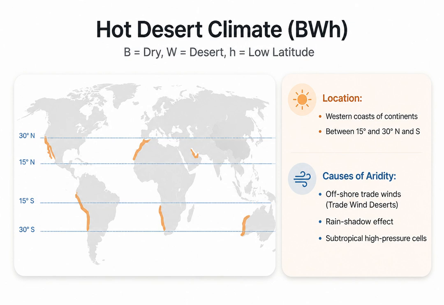It's a combination of three main factors. First, they are dominated by offshore trade winds, which blow moisture away from the land, earning them the nickname trade wind deserts. Second, they often sit in the rain shadow of mountain ranges. And third, they are located under subtropical high-pressure cells, where sinking air prevents cloud formation.